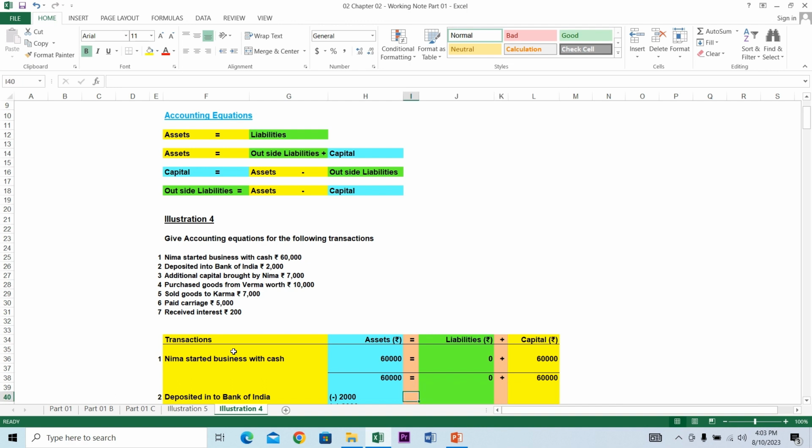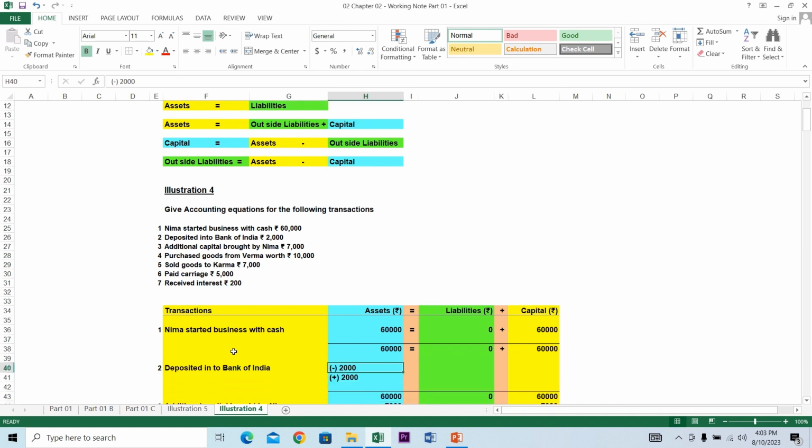Now उसके बाद में deposited into Bank of India. तो डिपॉजिट करने के टाइम में क्या हो गया? कैश हाथ से गया, तो -2,000, और बैंक में पैसा आ गया +2,000. सो जो दोनों असेट्स है, एक असेट्स रिड्यूस्ड एंड अदर असेट्स इंक्रीज्ड. ओके, there is no other transaction here. So 0 and here also 0, there is no transaction.